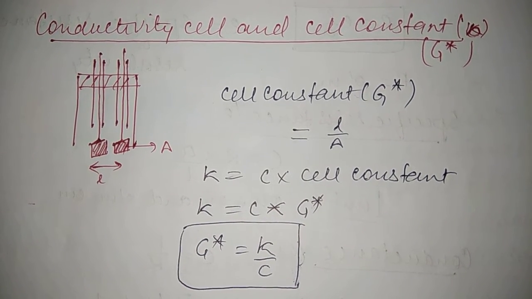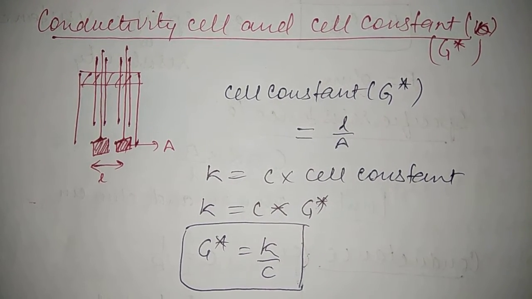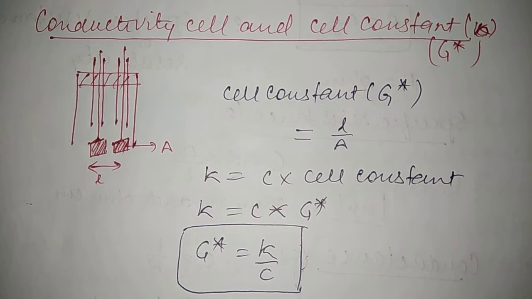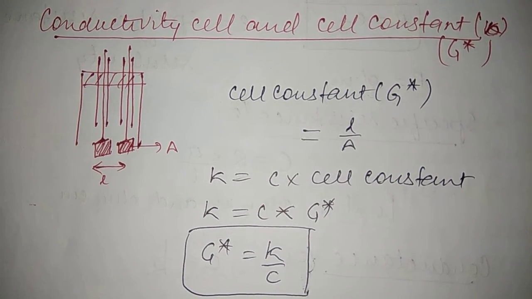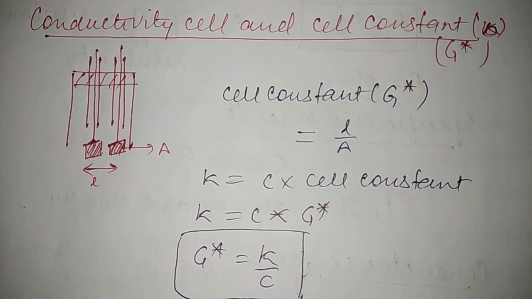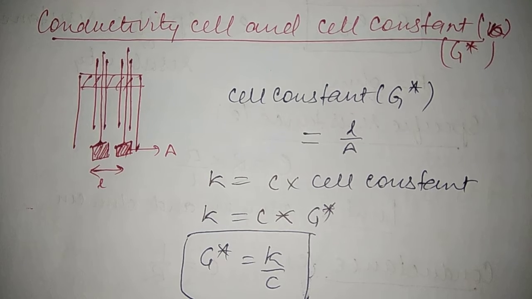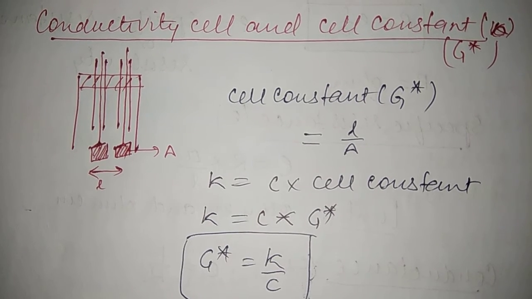Now see the figure. There are two electrodes, or two electrolytic plates. The distance between the two plates is L and the cross-sectional area is A. This construction is called a conductivity cell. The ratio of the distance between the two electrodes to the cross-sectional area is called the cell constant, and it is represented by G star.